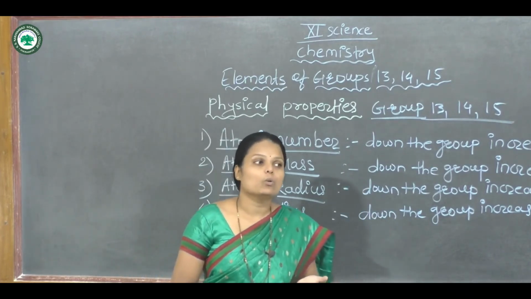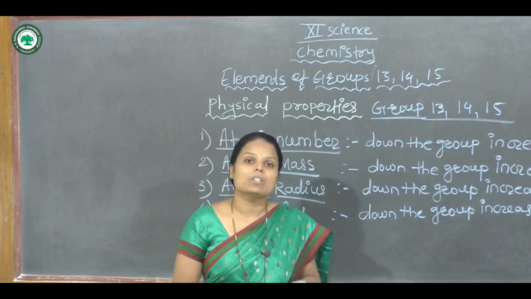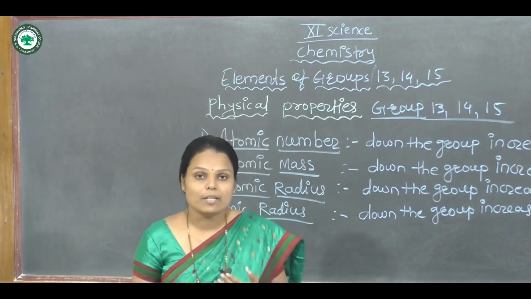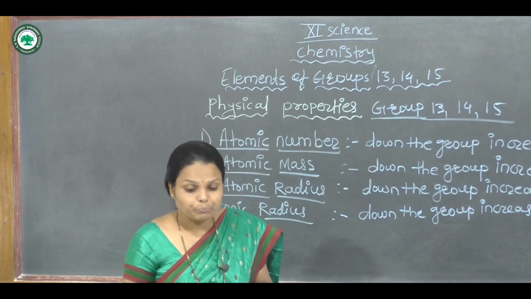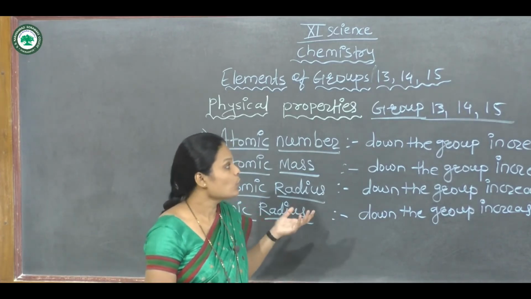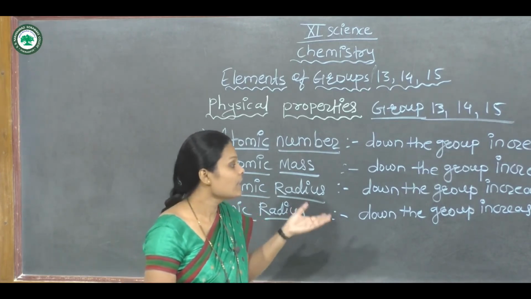Similar case, group 15. Here is the nitrogen family, and in the nitrogen family the ionic radius increases. Here the values are 171, 211, 222. The ionic radius value increases.